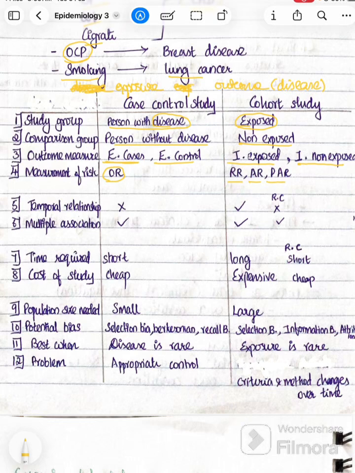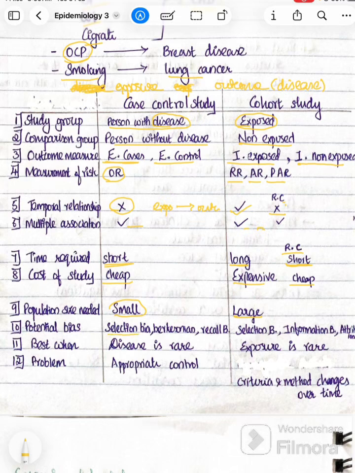Temporal relationship: exposure comes first and then outcome comes next. So it's not established in case control study. In cohort study, temporality is established, but if it is a retrospective cohort, it is not established. Multiple association: we can study association between the exposure and outcome in all the studies. Time required here is short, here is long. If it is a retrospective cohort study, time required is short. Study is cheap, here expensive. If it is retrospective cohort, it is cheap. Population size needed is small, here it is large.